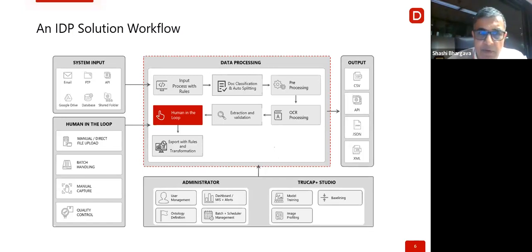The last block on the left-hand side, which I'll cover, is the human in the loop, where users can also manually upload documents. Typically, IDP comes as a straight-through process architecture where documents are ingested, everything goes well, and the data can be exported.